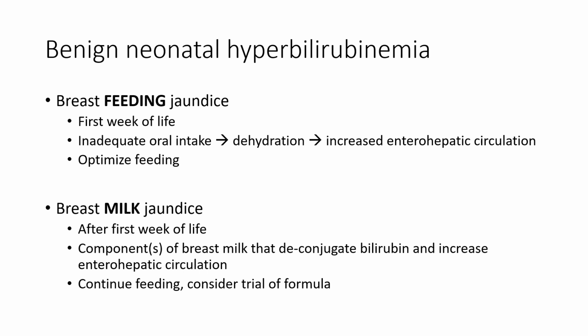In contrast, breast milk jaundice comes from the milk itself, usually after the first week of life. A component of the breast milk deconjugates the bilirubin and increases the enterohepatic circulation. So number one, it deconjugates the bilirubin and affects the glucuronidation process. Number two, it increases the enterohepatic circulation. Still, we recommend continuing breastfeeding because usually it's not dangerous, it never causes kernicterus. Okay?